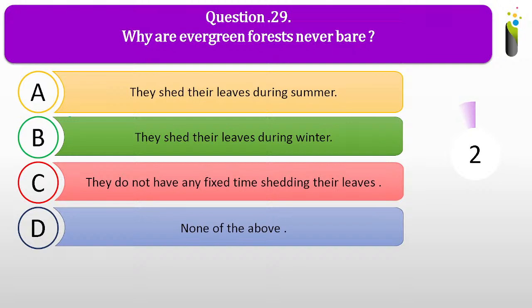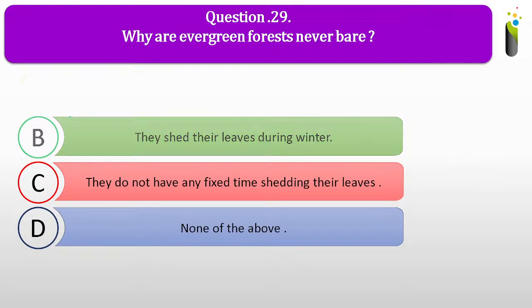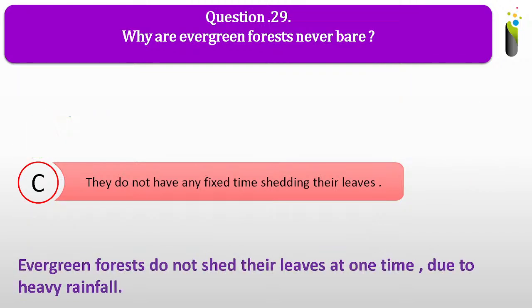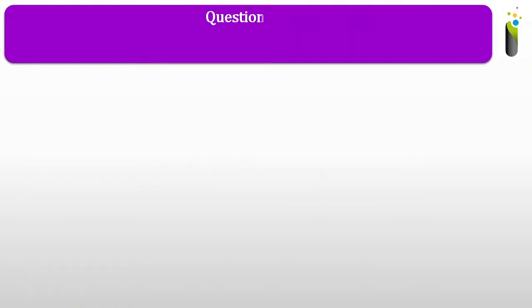And the correct answer for this question is C. Evergreen forests do not shed their leaves at one time due to heavy rainfall. So they do not have any fixed time shedding their leaves. Going to the next question, number 30.